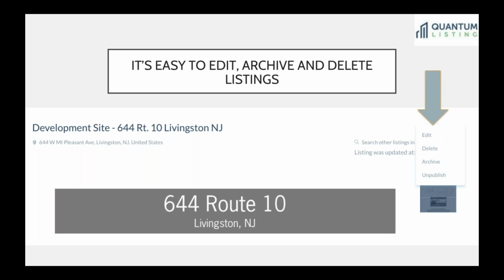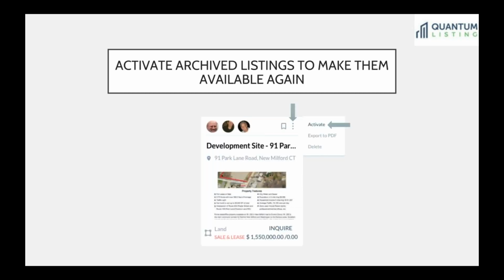Unpublish is something that you might want to do if you're about to sign a listing agreement. You want to get everything ready so that your listing's ready to go day one. So after you've added it, you can unpublish it and then publish it the day that you sign that listing agreement. As I mentioned with the activation, you click those 3 dots again and you'll get the option to activate your listing.